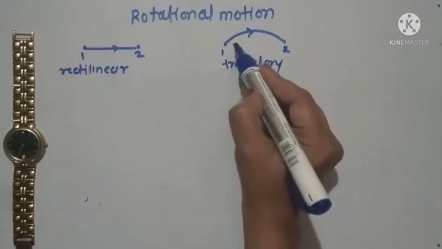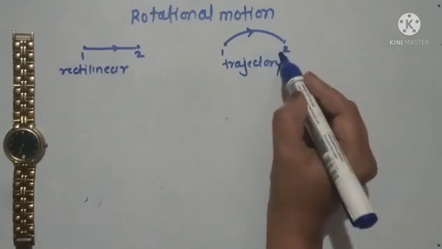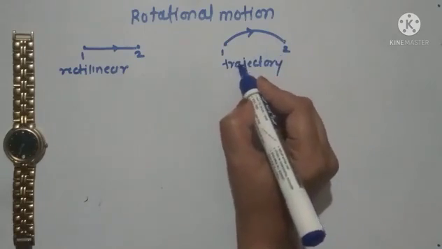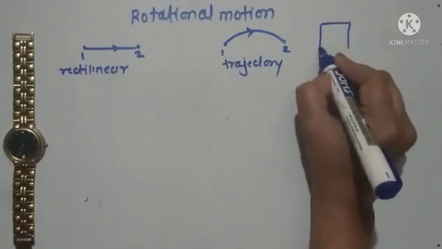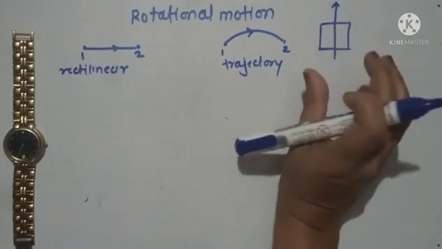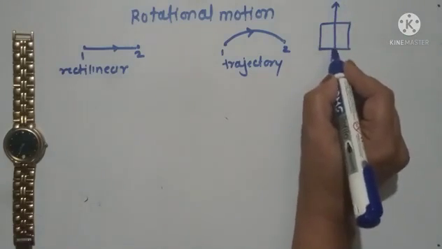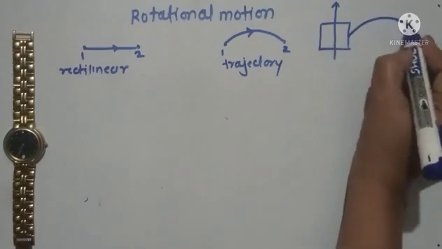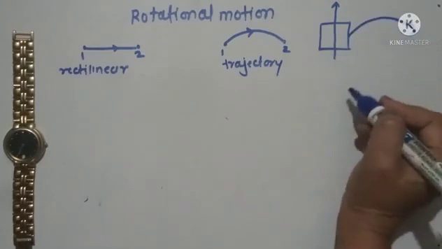So whenever the body moves along some curved path, that body is moving along some axis of rotation. In this case, we call the motion of the body a rotational motion. Suppose this is a metallic block, and it is moving along its own axis. This also comes under rotational motion. Or if this block is moving along a curved path like this, this also comes under rotational motion.